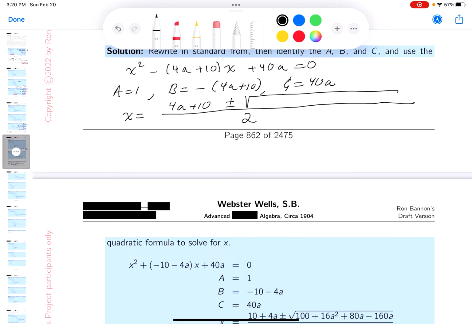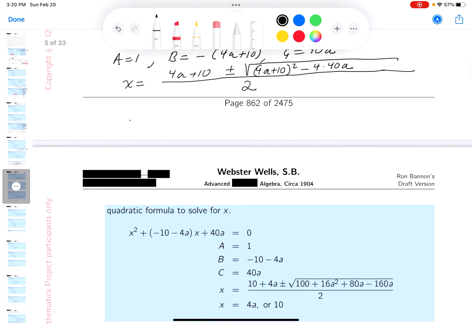And this is always tough. And I'm going to write it down. It's going to be that b squared, which is 4a plus 10 squared, minus 4 times a, which is 1, times c, which is 40a. All right, I got some work to do. This is x equals 2 here, 4a plus 10 plus or minus.